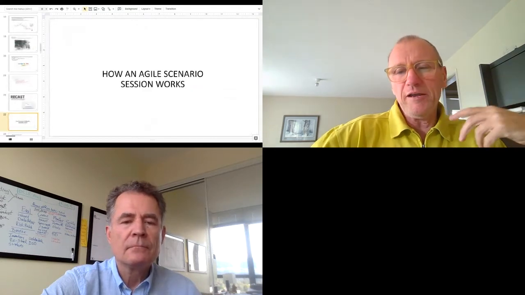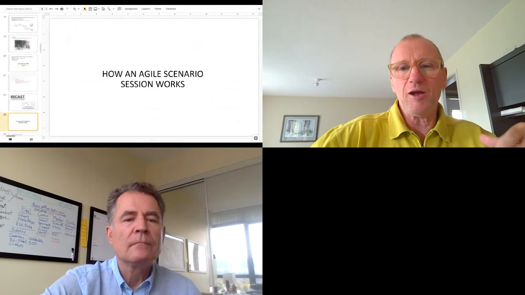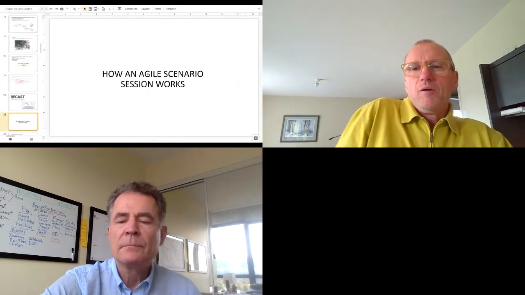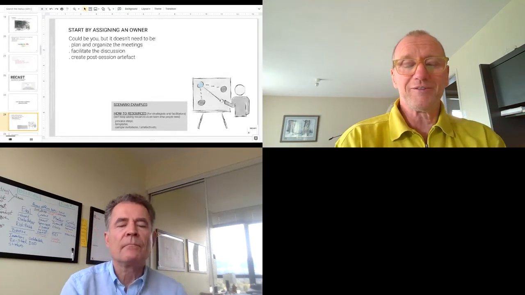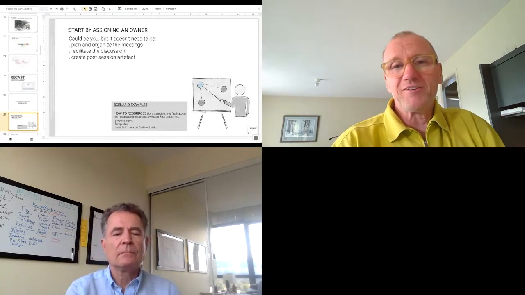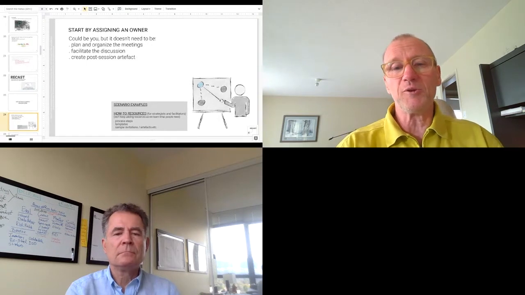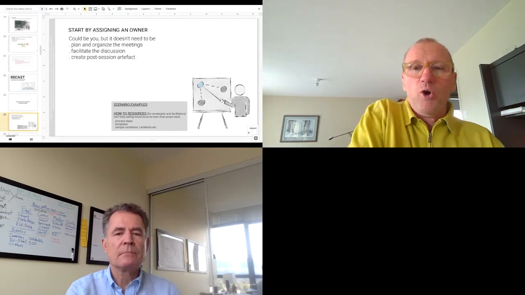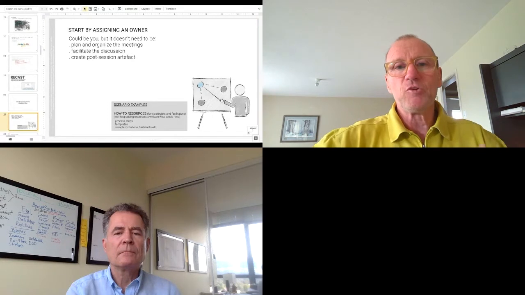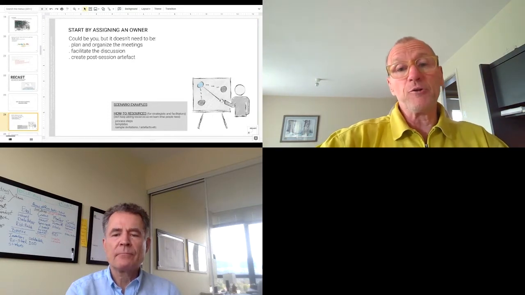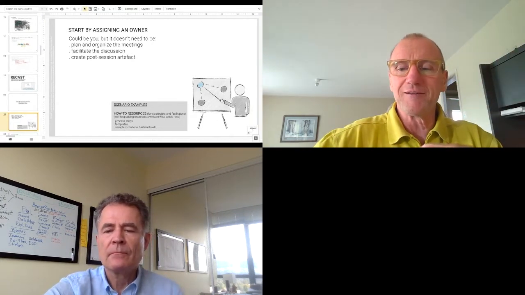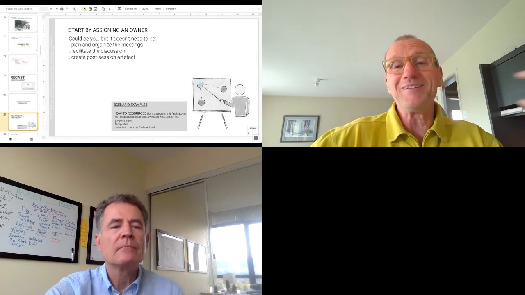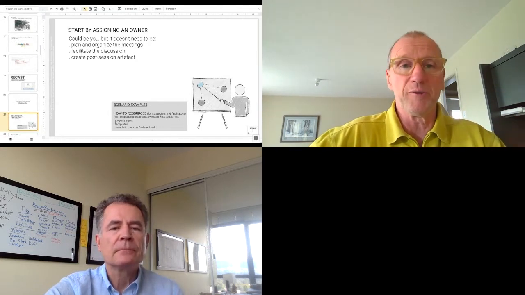So how does that work? If we run an Agile Scenario session, how does it actually go? I'm being really pragmatic here. If you end up wanting to do this, here are the steps. Step one is assign an owner. Maybe it's you, doesn't have to be you. Somebody on the team needs to own, hey, we're going to do this: planning and organizing the meetings, if they're able, facilitating the discussion itself, and creating a post-session artifact. It's important to pick somebody because somebody needs to own that those things are going to happen, so you don't have to worry about it.